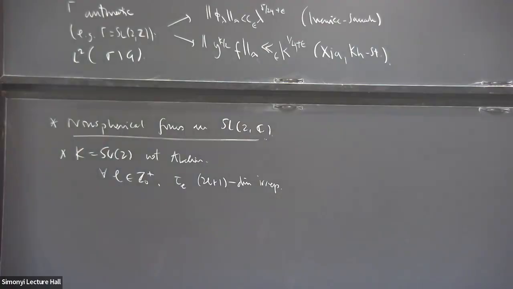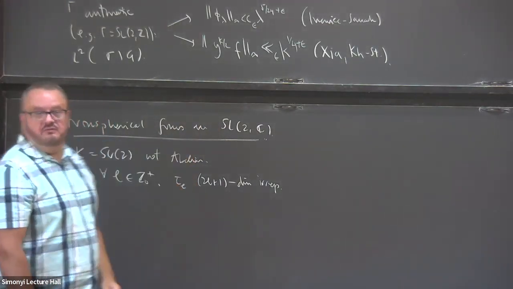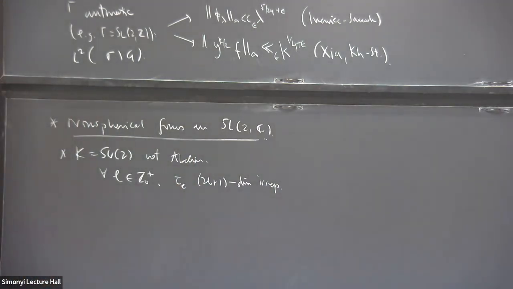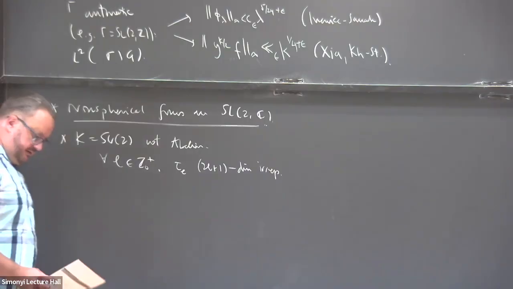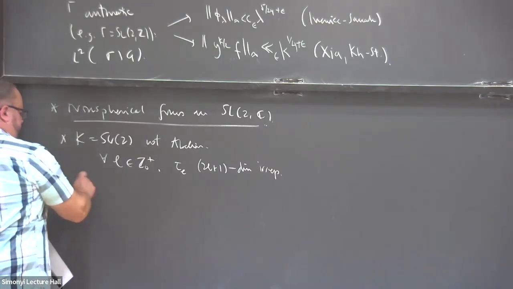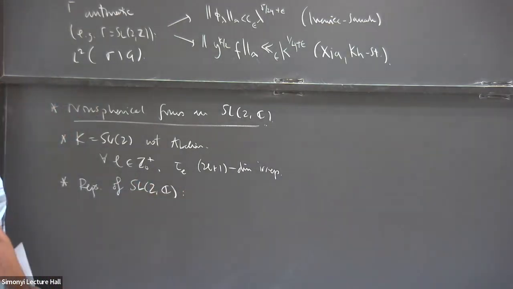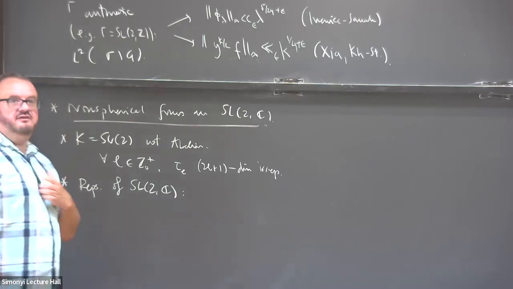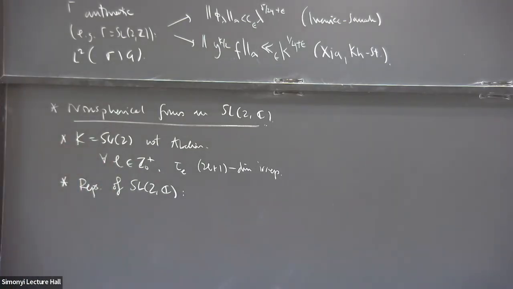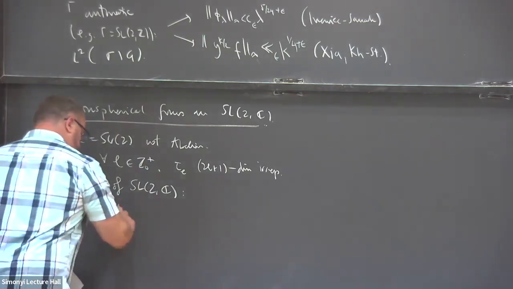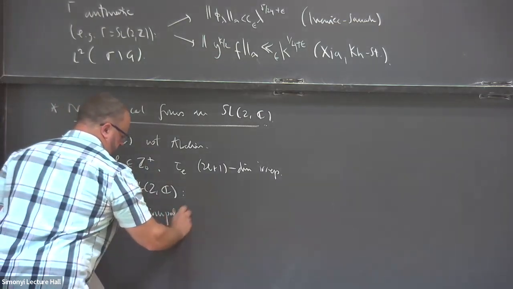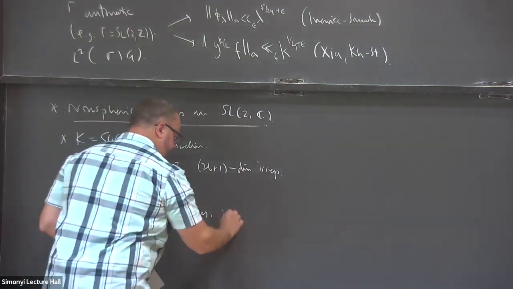And this stands in contrast to the situation on SL2R, where the maximal compact is SO2, and we just have characters with respect to SO2. All right, so that's the first thing that's different. And then let me just describe the irreducible admissible representations of SL2C. So this is what they look like. There are obviously going to be the trivial representations, and then other than that, they are all principal series. And they're induced.